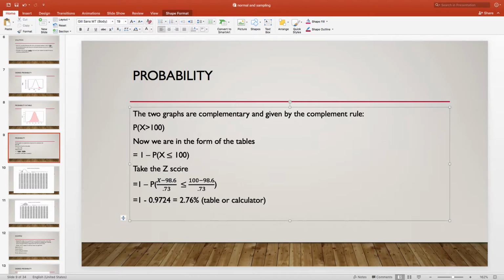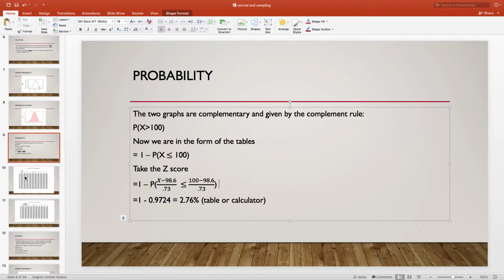One thing that I want to say about the standard deviation is that I calculated that from real data, and it estimates the standard deviation as 0.73. So it's a reasonable estimate. I take this z-score, and I get a number for this. When I crunch this number, I'm going to get 0.09724, and I have to take 1 minus that, which is 2.76.